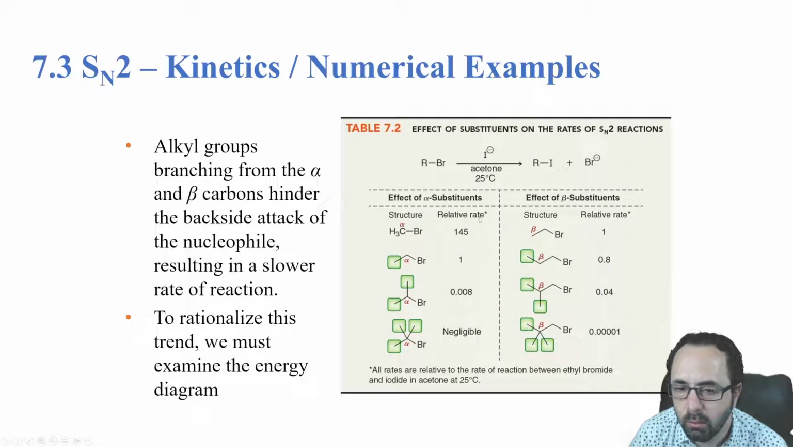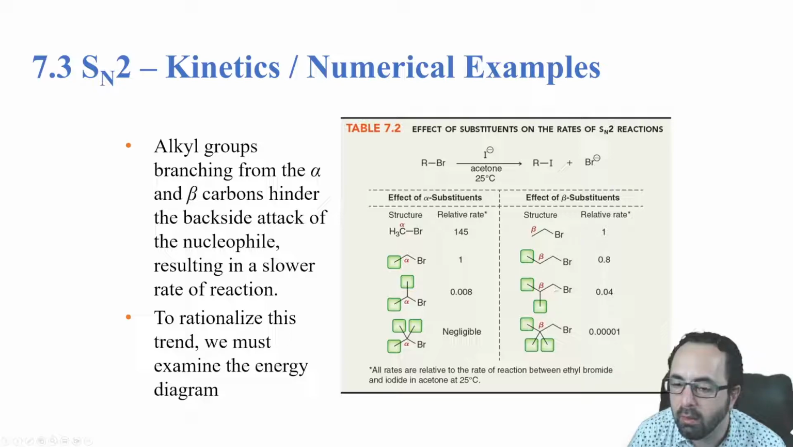So here's an indication of the relative rates for methyl, primary, secondary, and tertiary alkyl halides. In terms of SN2 reaction rates, tertiary alkyl halides hardly undergo them. Secondary alkyl halides are very slow as well. Primary is reasonably fast, and methyl halides go much, much faster. And so you can see here these numbers indicating the rate.